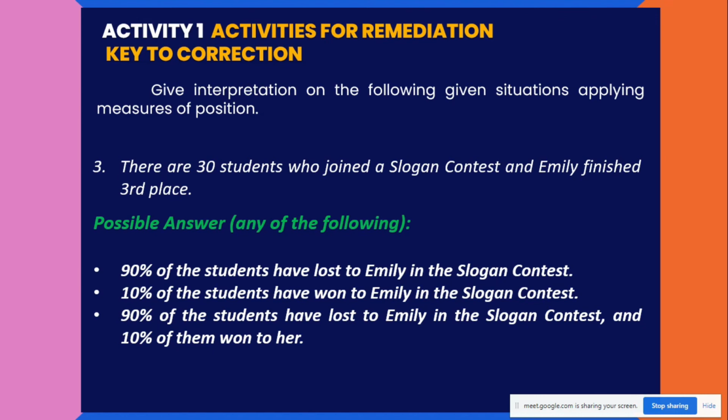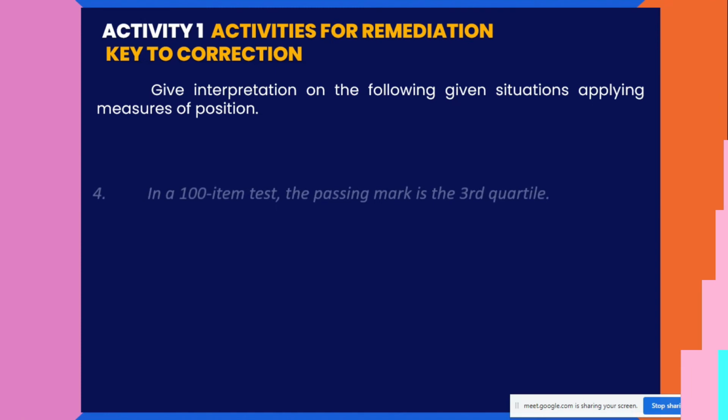So in other words, yung 10% dyan na belong si Emily. Kung nasa 10% siya, meaning 90% ng lahat ng students natalo niya. While 10% naman, mas mataas pa ng rank kaysa kay Emily. Yan. Okay, take a screenshot.